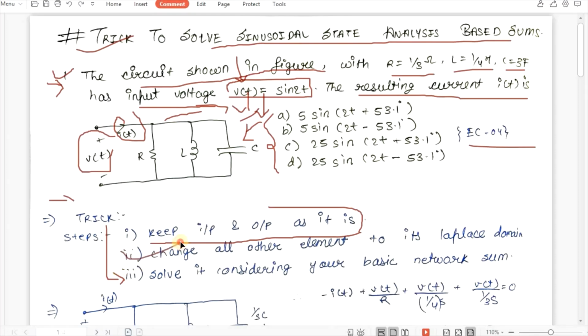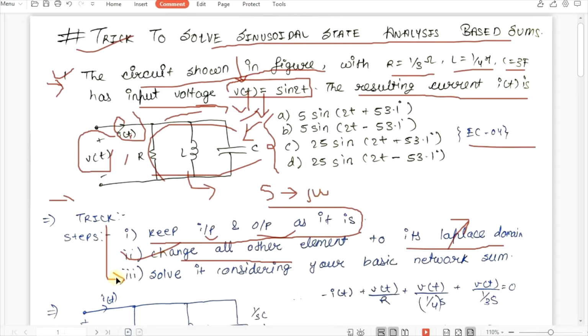Now the second step says that you have to change all other elements, basically elements apart from your input and output, to their Laplace domain and then get the reactance form. So you convert all other elements apart from your input and output into their Laplace domain, then you have to get the reactance from that. To get the reactance you just have to substitute s to j omega, and then you will get the reactance.